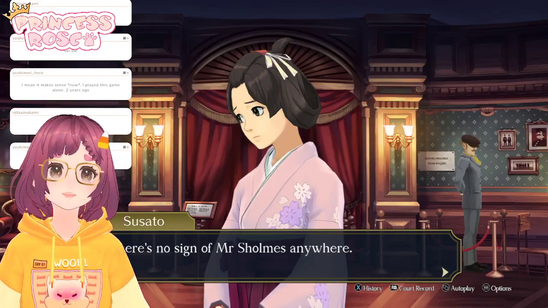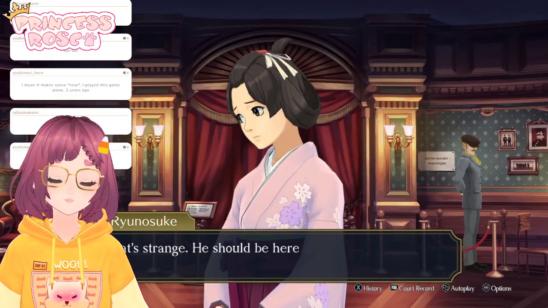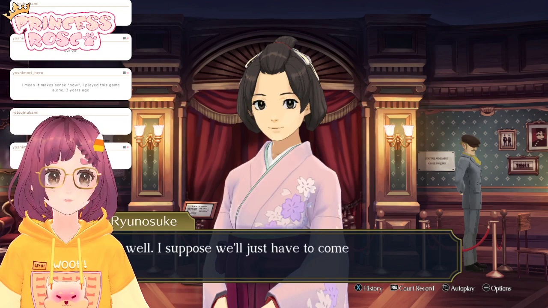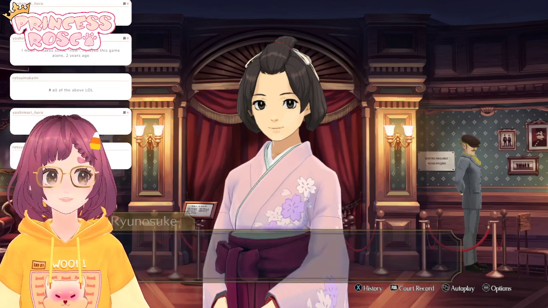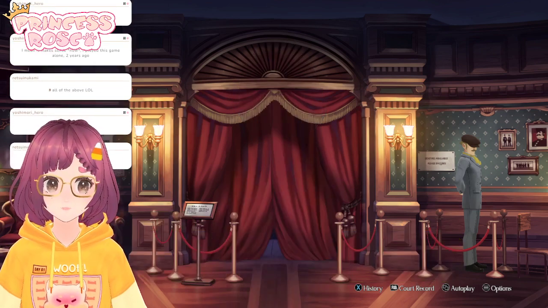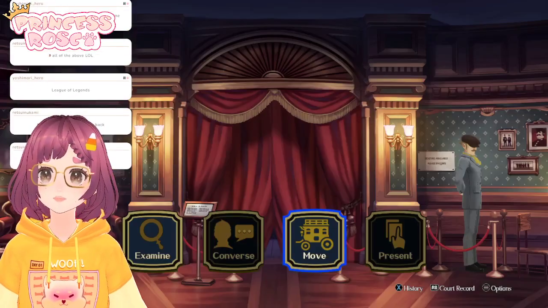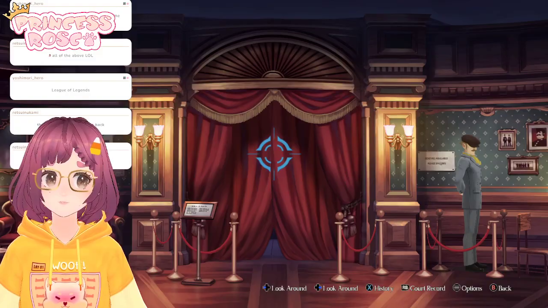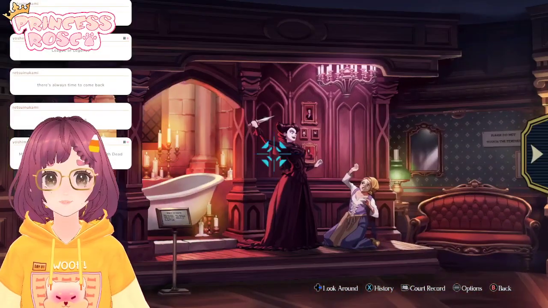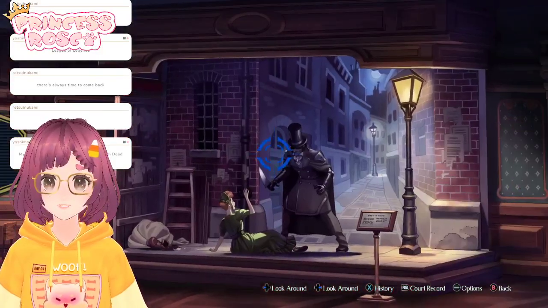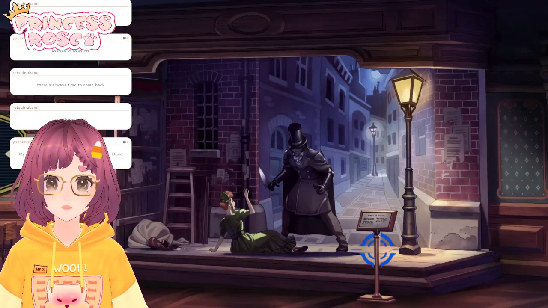There's no sign of Mr. Sholmes anywhere. That's strange. He should be here investigating the abduction of the waxwork. Oh well, I suppose we'll just have to come back again later. Okay, come back again later, or should we examine? There's always... Oh, okay, I forgot how scary this was. There's always time to come back? Absolutely not, no.